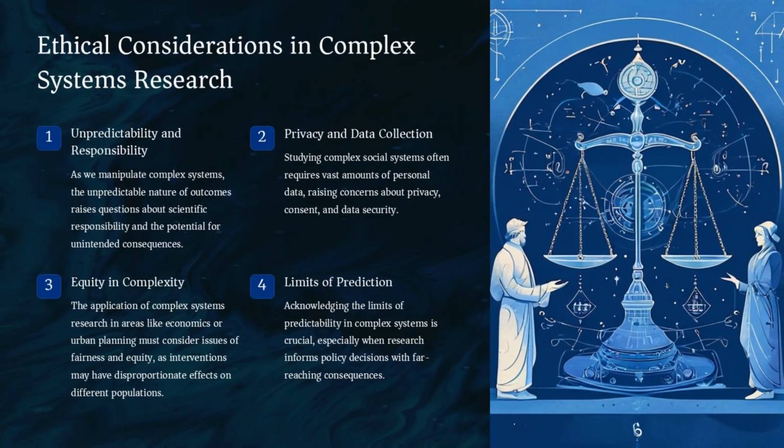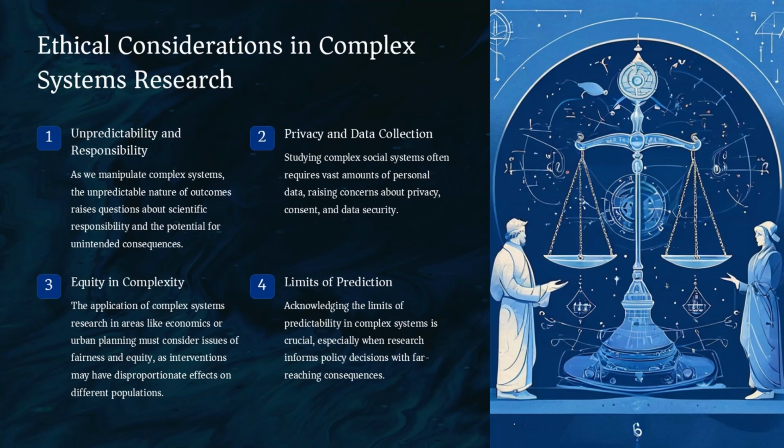Ethical considerations include equity, where interventions in areas like urban planning may disproportionately affect populations, and privacy concerns in data collection for social systems research. Acknowledging limits of prediction is crucial when policy decisions rely on complex models.